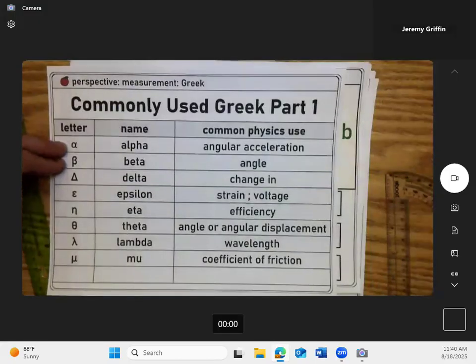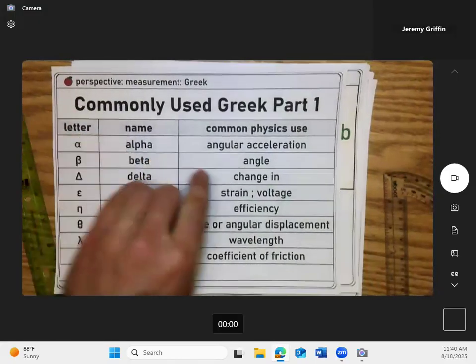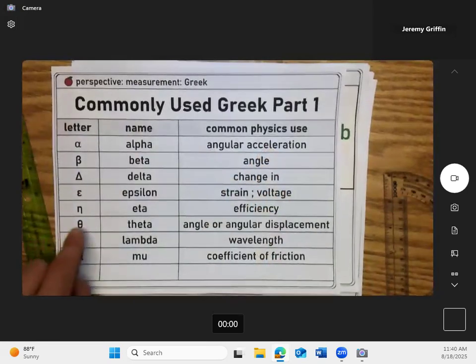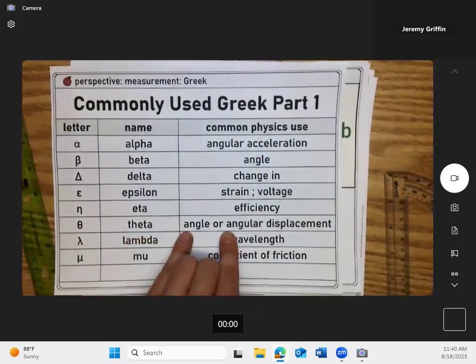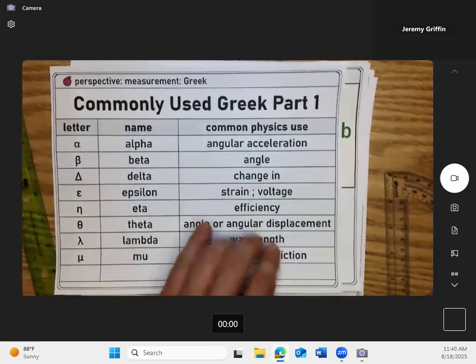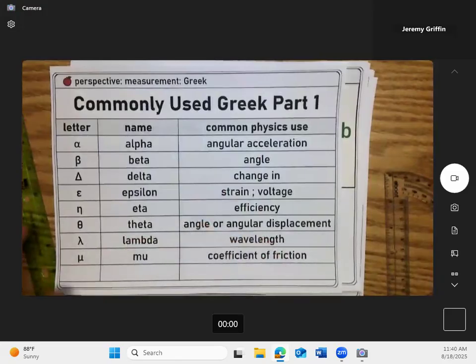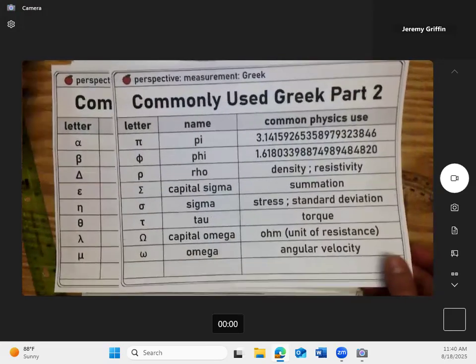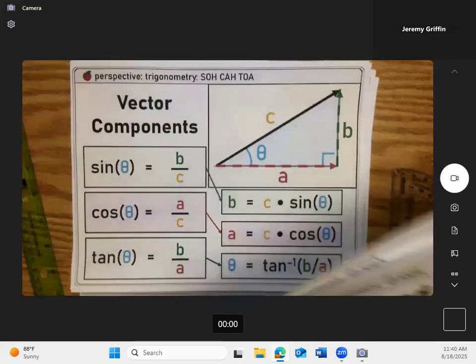So right at the top, alpha and beta, those are used for angles. And later on in class, we'll use alpha also for angular acceleration, but we're not ready for that yet. Here's theta, which is also used to measure angles, or how far something turned, called angular displacement, which is basically an angle anyway. So be familiar with these Greek letters as we go through class, because you're going to see all of those.